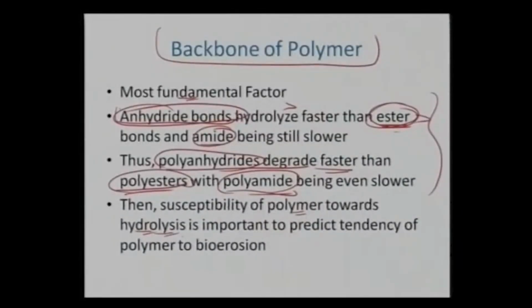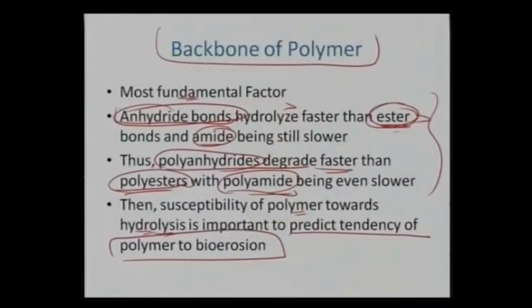How much they are susceptible to the uptake of water, and then in combination with that we will have some hydrolytic degradation, and that will be helpful in predicting the overall tendency of the polymer to degrade or get bioeroded. So first of all we have the chemical nature, and then that has to be assisted by the overall hydrolysis part of it. So how the hydrolysis is occurring, what is the overall susceptibility of this particular chemical in terms of uptake of water, and then eventually leading to the degradation of the biopolymer.